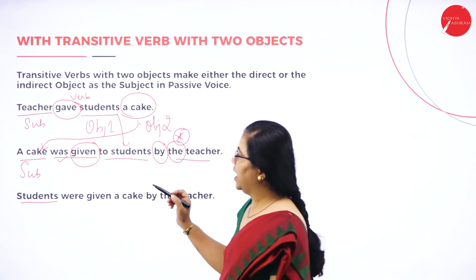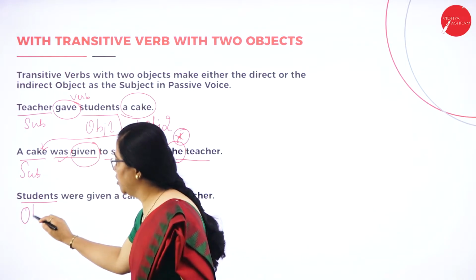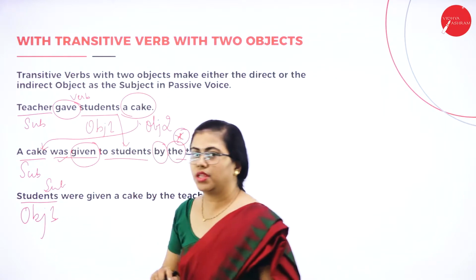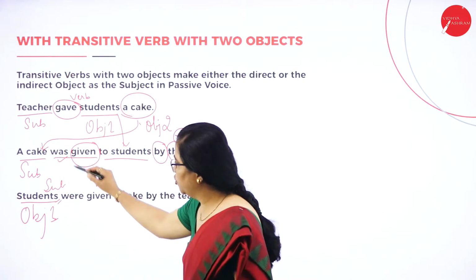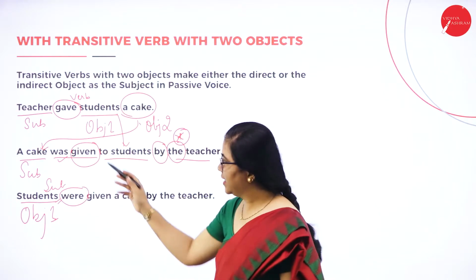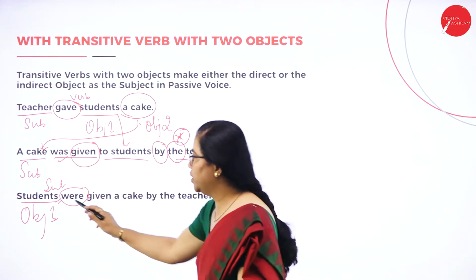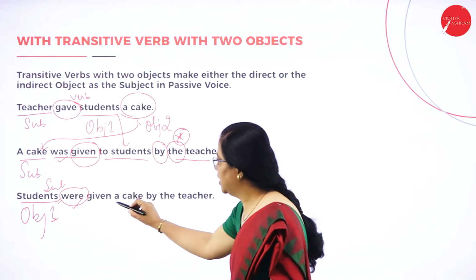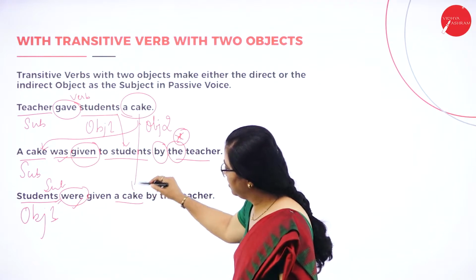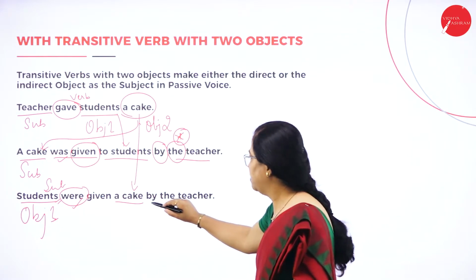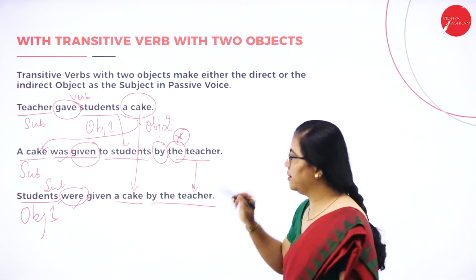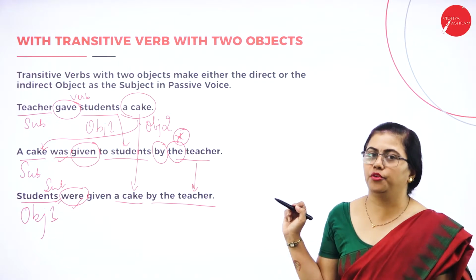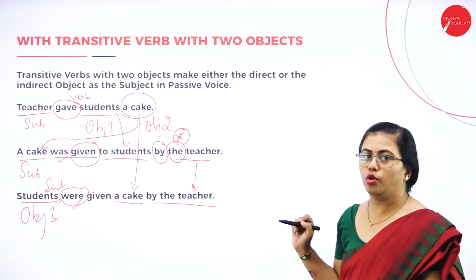Okay, so now I have changed the object 1. Here I have taken object 1 as the subject. This becomes the subject now. Since this is plural, I don't use was, I use were. Cake is singular, so I have used was. Here the word students is plural, so I have used were. Then given a cake, so this object remains as it is. Then by the teacher, again the subject will remain as it is. So this is the way you change it from active to passive whenever you have two objects.